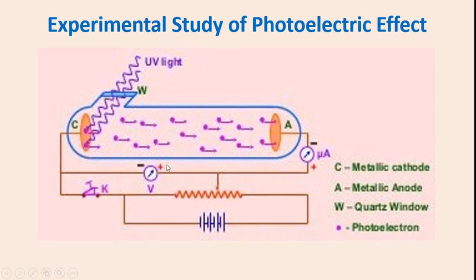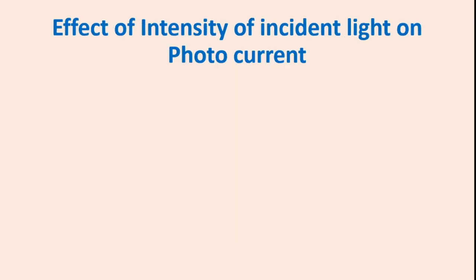So by varying the potential, we will get a change in photocurrent, and also we will get different photocurrent with a change in intensity of the incident light. So there are different effects of this experiment, which will be discussed in the next slide. Here, the first one is the effect of intensity of light on photocurrent.